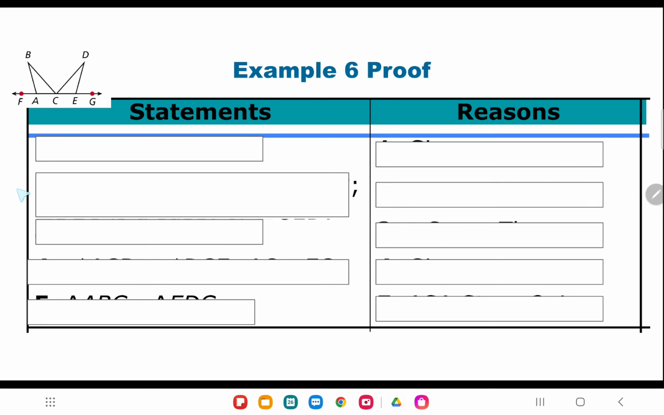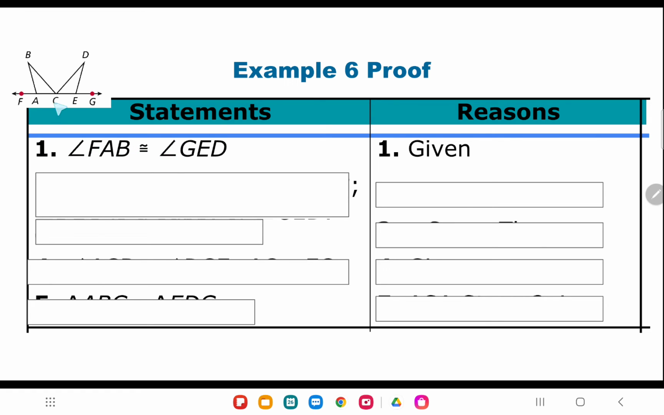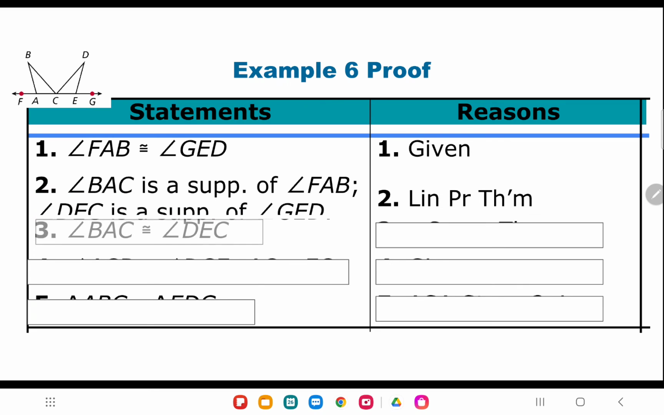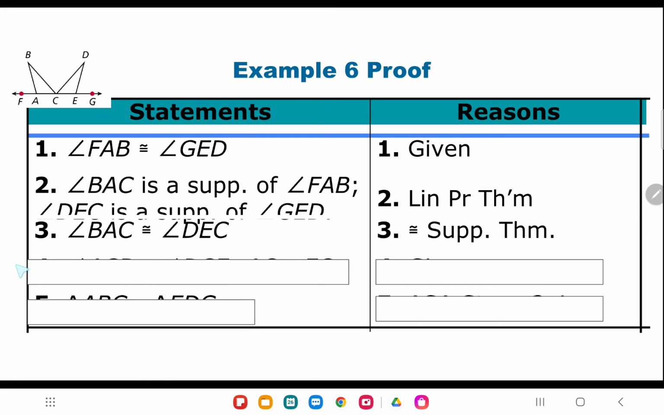Okay, so here's just a duplicate. I'm going to start with some of the stuff I'm given. FAB is congruent to angle GED. Those are my outer angles here. Now, BAC is supplementary to FAB, and DEC is a supplement of GED. That's my linear pair theorem. So BAC is congruent to DEC because of congruent supplements. These two angles are congruent to each other because they are supplementary to two congruent angles.